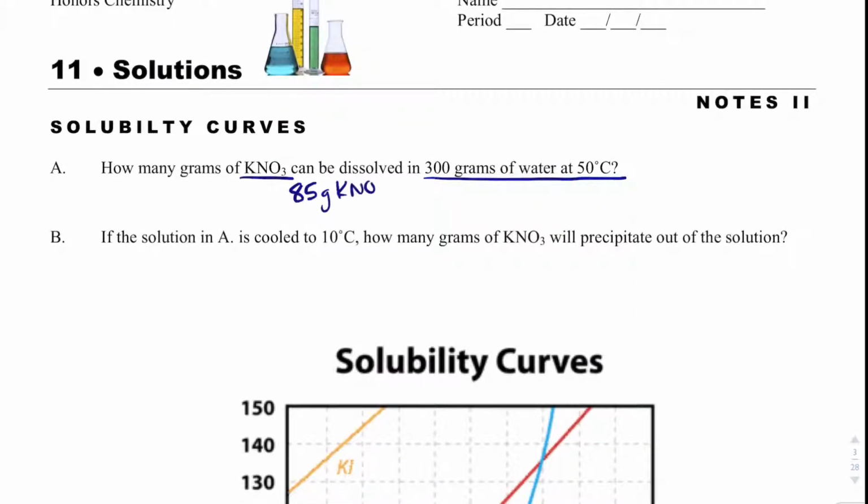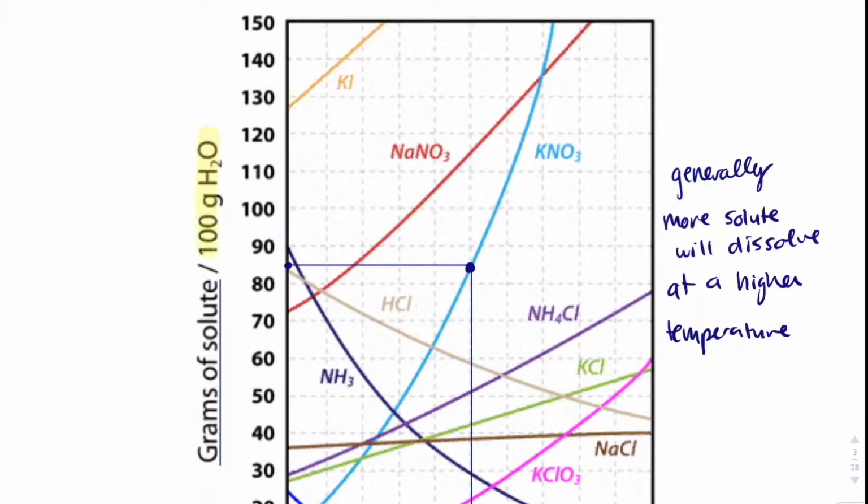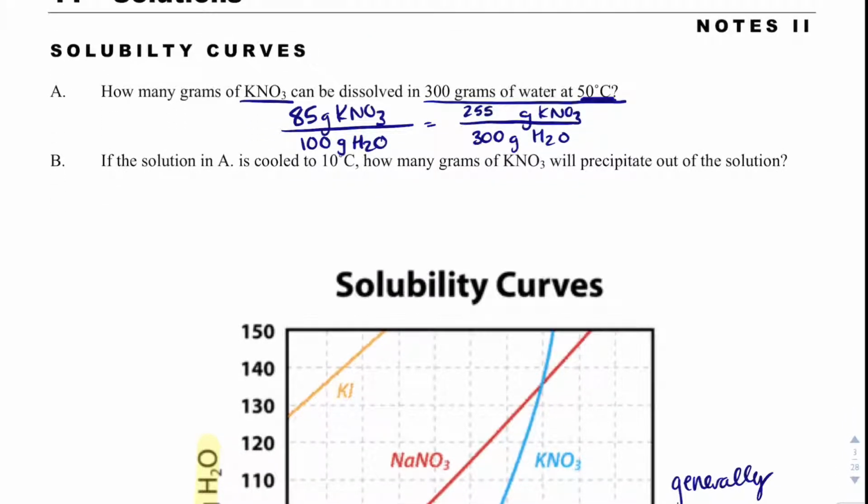So 85 grams of KNO3. But here's what's tricky about these graphs: the y-axis is for every 100 grams of water. So I'll say, okay, 85 grams of potassium nitrate will dissolve in 100 grams of water, at 50 degrees Celsius. So we have to figure out how many grams of KNO3 will dissolve in 300 grams of water. Hopefully you can see the math: we will just multiply this by 3. And our final answer will be about 255 grams of potassium nitrate will dissolve in 300 grams of water, specifically at 50 degrees Celsius.